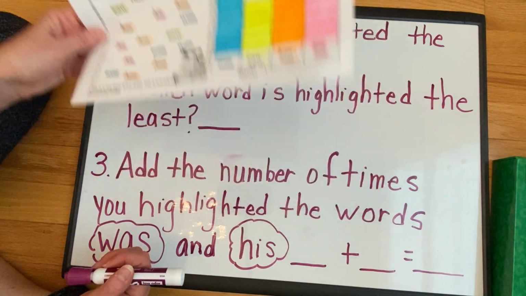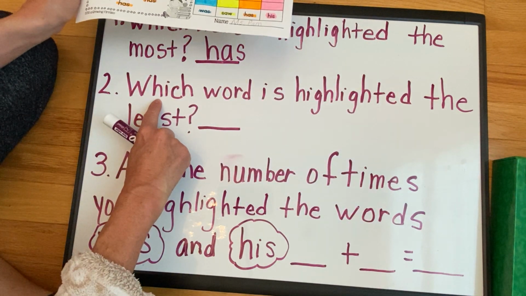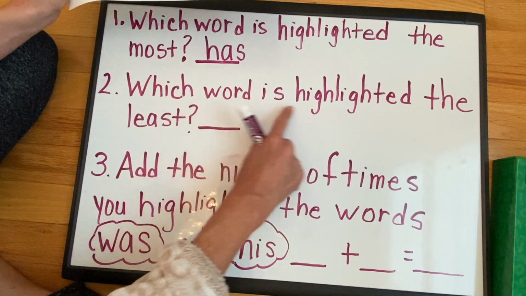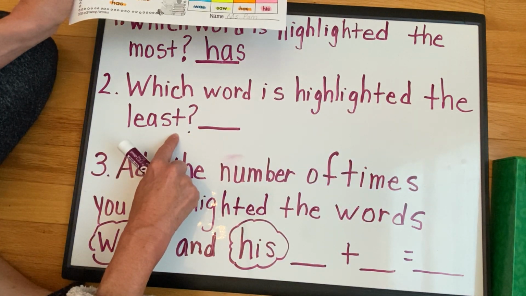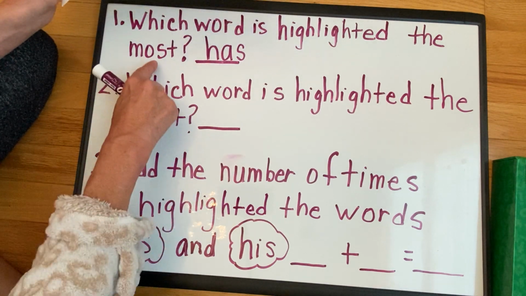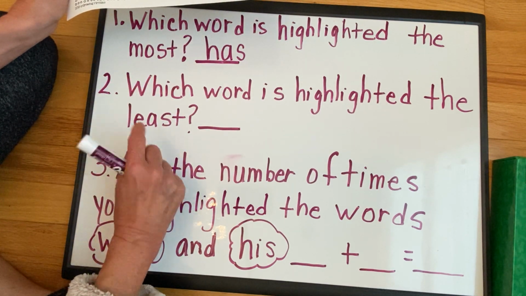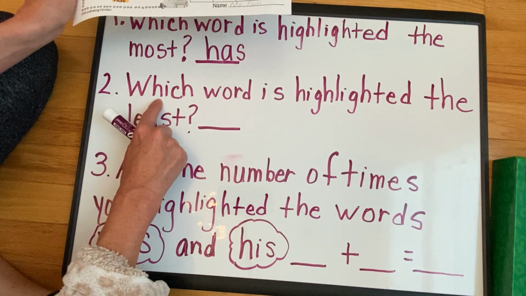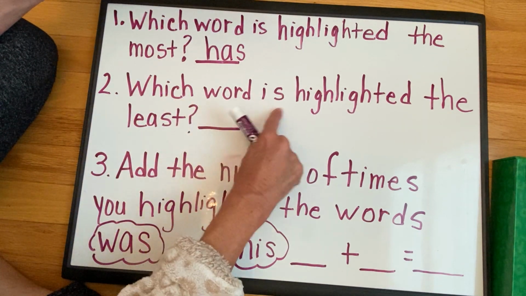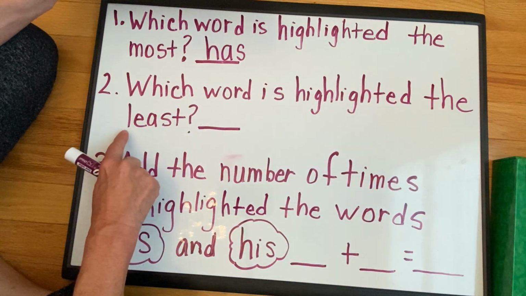Let's look at the next question. Which word is highlighted the least? Ooh, opposite of most. Least means the smallest amount. Let's read it again. Which word is highlighted the least?